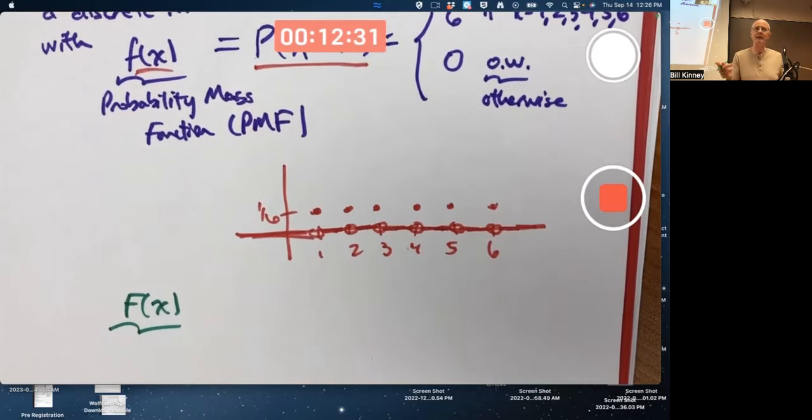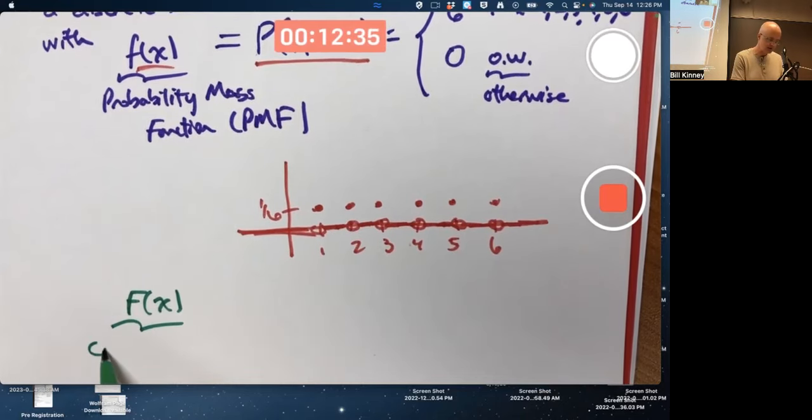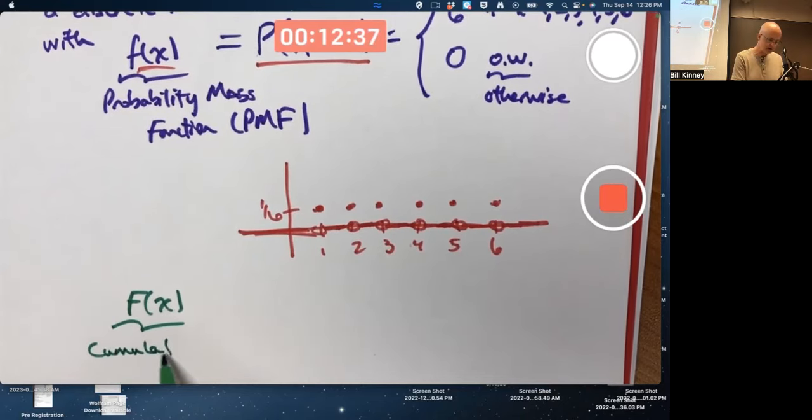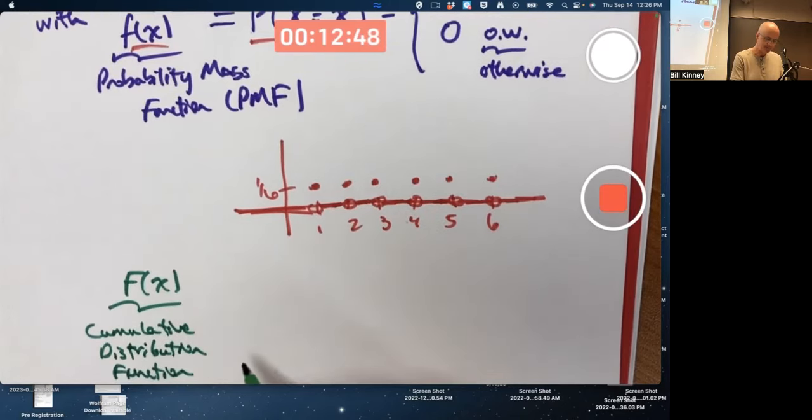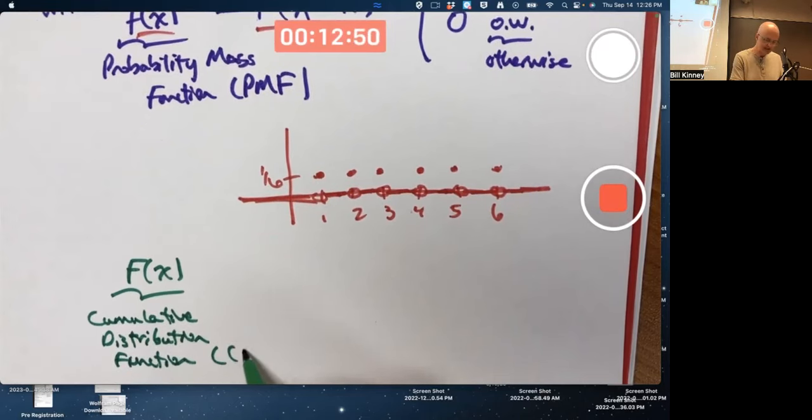In both chapters 3 and 4, I will call this a cumulative distribution function. Cumulative distribution function. CDF for short. CDF.